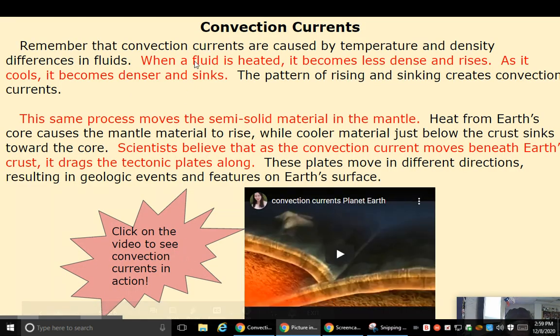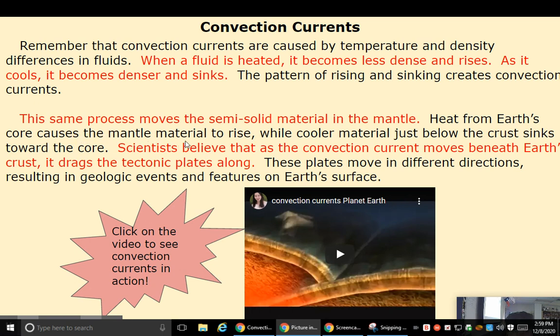So convection currents. Remember that convection currents are caused by temperature and density differences in fluids. When a fluid is heated, it becomes less dense and rises. As it cools, it becomes denser and sinks. The pattern of rising and sinking creates convection currents. This same process moves the semi-solid material in the mantle.